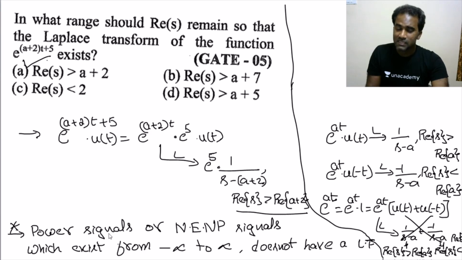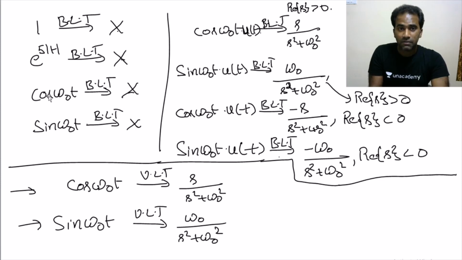So power signals will have a Laplace transform if they exist only for positive time, or they start from a point and go till infinity, or they start from a point and go till minus infinity. Definitely the Laplace transform will exist. But power signals or neither energy nor power signals which exist from minus infinity to plus infinity, they don't have a Laplace transform. You have to mind this. You have to understand this carefully. And I've taken some examples also here. So from these examples you can get more clarity, right?